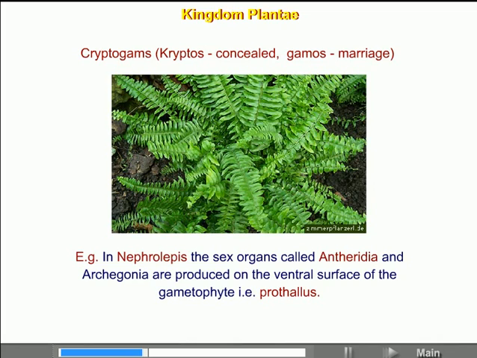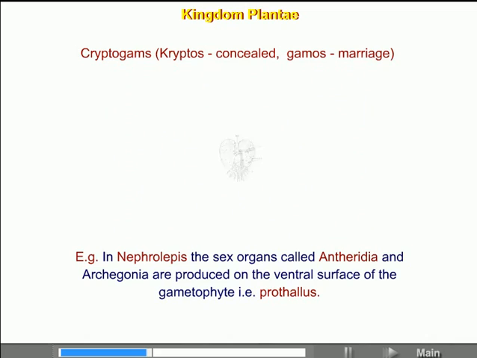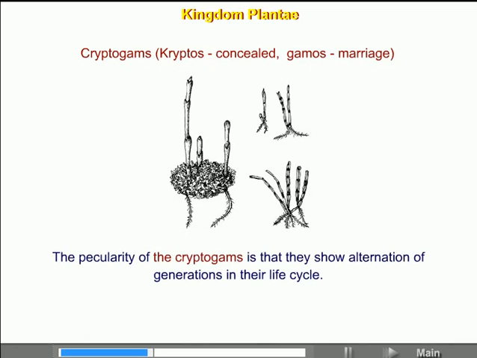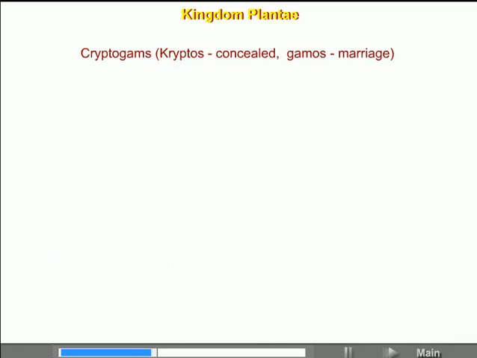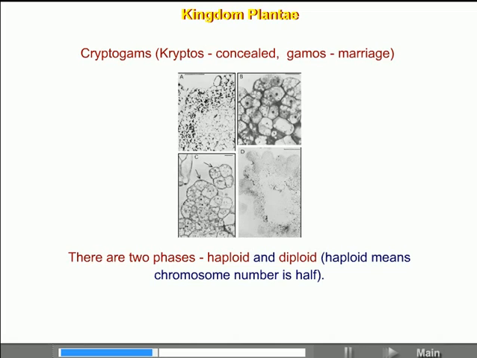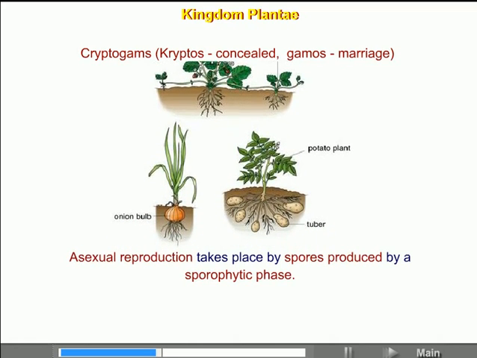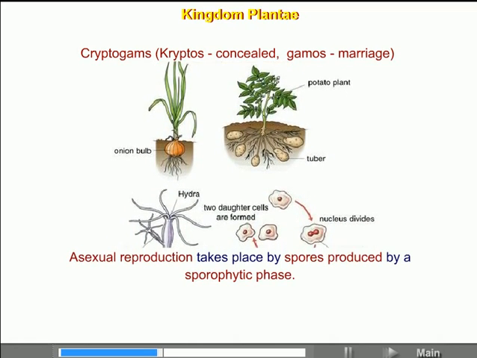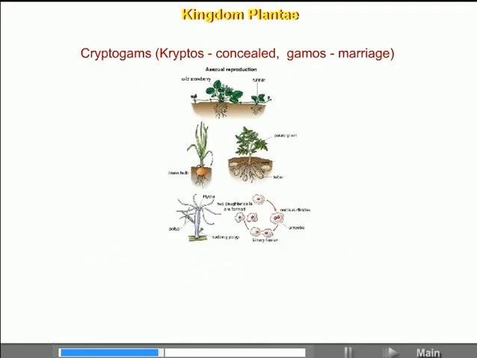Example, in Nephrolepis, the sex organs called antheridia and archegonia are produced on the ventral surface of the gametophyte, that is, prothallus. The peculiarity of the cryptogams is that they show alternation of generations in their life cycle. There are two phases, haploid and diploid. Haploid means chromosome number is half. Asexual reproduction takes place by spores produced by the sporophytic phase.